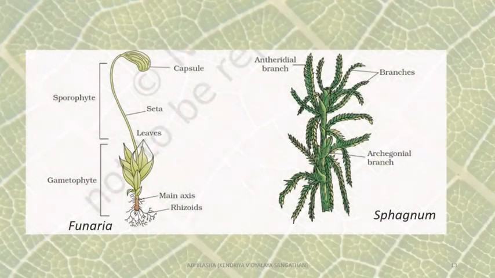Now here are the two examples of mosses. Funaria. This diagram is very important. You can see the sporophyte and gametophyte in the same. Gametophyte has the main axis and rhizoids and the spirally arranged leaves. The sporophyte is attached on the gametophyte and it has the foot, seta and capsule. Similarly, in the sphagnum, you can see the antheridial branch and the archegonial branch, which means this is the gametophyte.